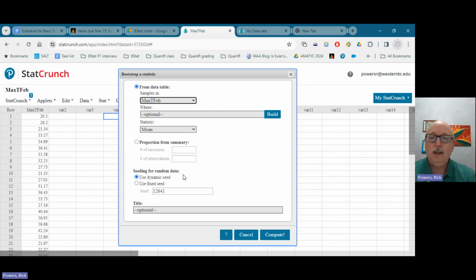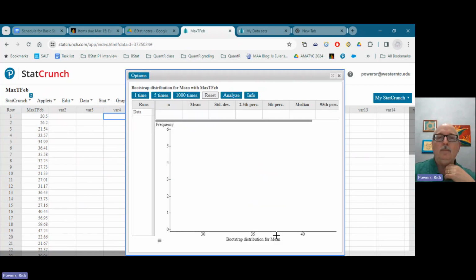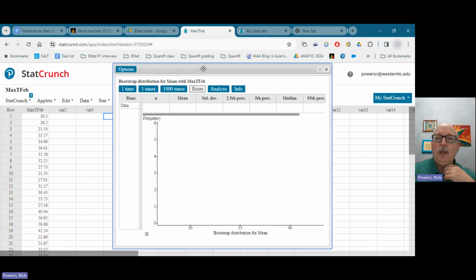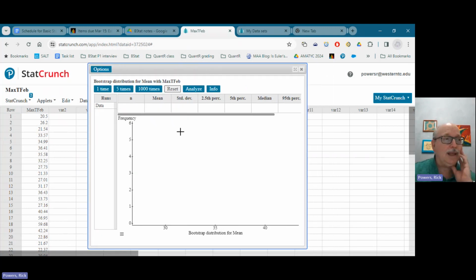So on your homework, you will be required to use a fixed seed so that they can grade your homework and make sure that you're getting the right answer. For us, it doesn't matter right now because we don't need to reproduce these results or anything. So we're just going to use a dynamic seed. But on your homework, you will use the fixed seed. Now, when I click compute here, it comes up with this window. This window doesn't have anything in it right now, okay? So what are we going to do?